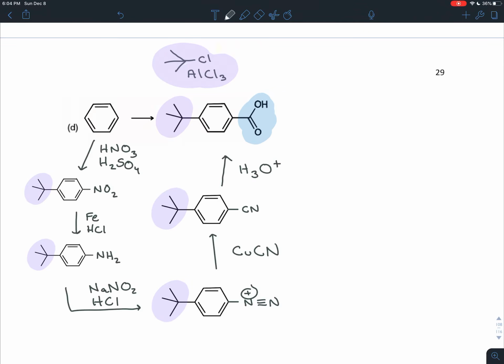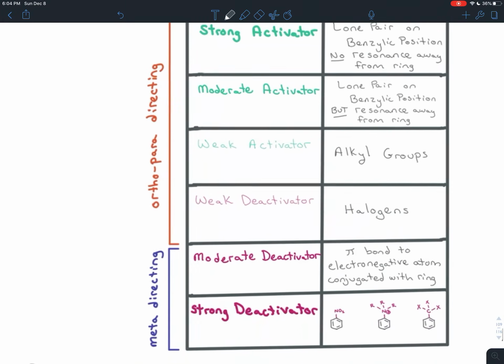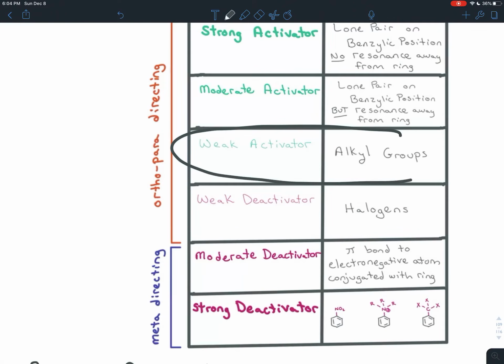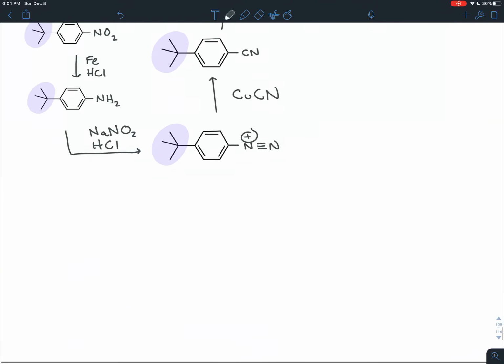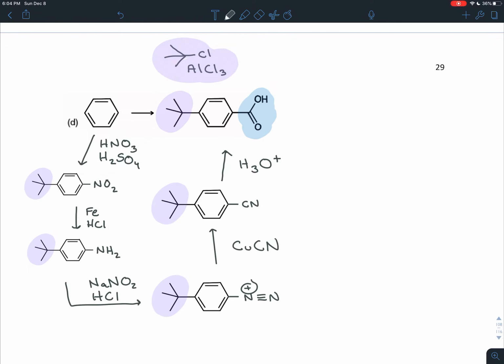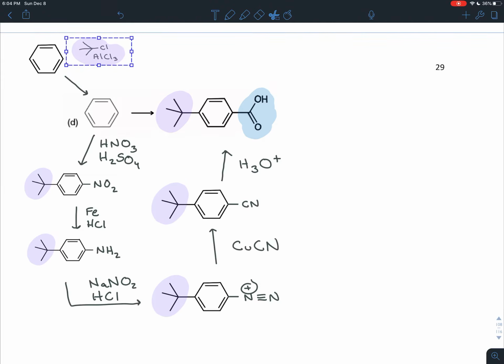How about the tert-butyl group? The tert-butyl group is an alkyl group, and that is an activator, and therefore an ortho-para-director. So we could put that on first. So first, we could take just pure benzene, react it with this Friedel-Crafts alkylation. That would put the tert-butyl group onto the benzene ring.